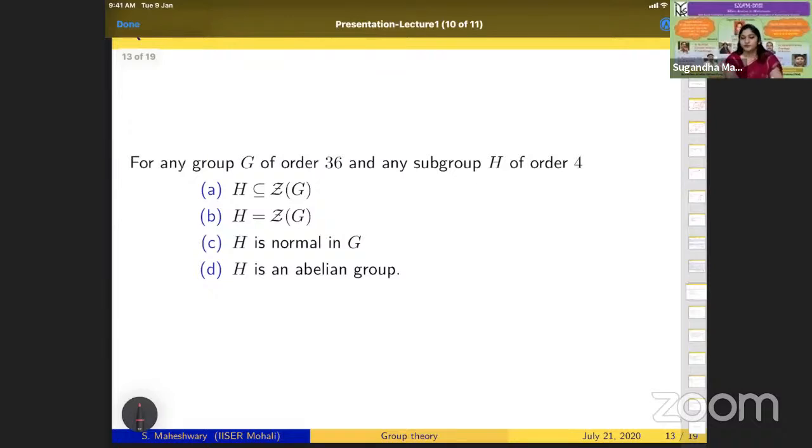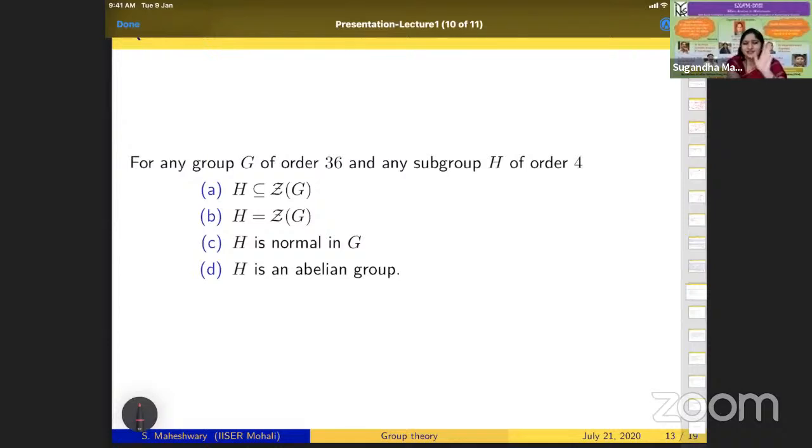Okay, so if you have a group G of order 36 and there is a subgroup of it which is of order 4, then what can you say about this? Again, this was a question asked in multiple correct options. So you have to screen out all options. You cannot go by method of elimination.